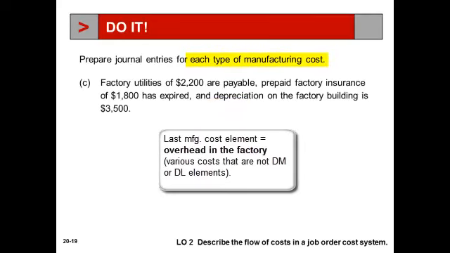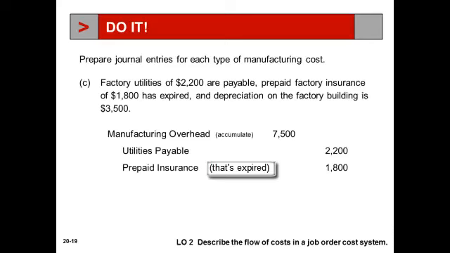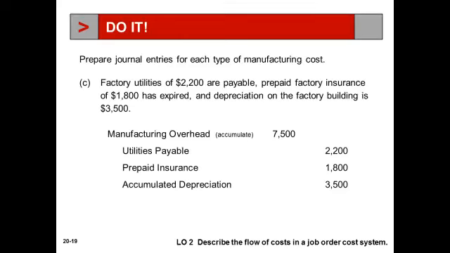Moving to the overhead cost of factory utilities, insurance, and depreciation. The entry is debit manufacturing overhead, the total amount $7,500, accumulation entry. Credit utilities payable, $2,200, increasing that account. Bringing down prepaid insurance, $1,800 with a credit. And credit accumulated depreciation, increasing that account, $3,500. Again, the total factory overhead costs for this period are $7,500, increasing manufacturing overhead account with a debit.